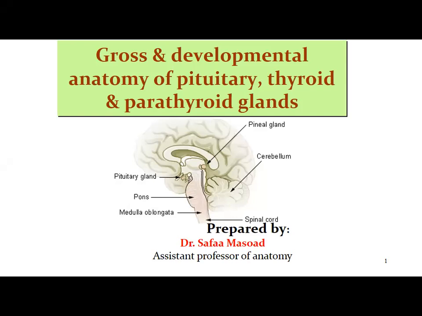Okay, we'll start with the anatomy lecture, that is the anatomy of the pituitary gland, the thyroid gland, as well as the parathyroid. We'll study three endocrine glands today in this lecture, both the gross as well as the development of the same.